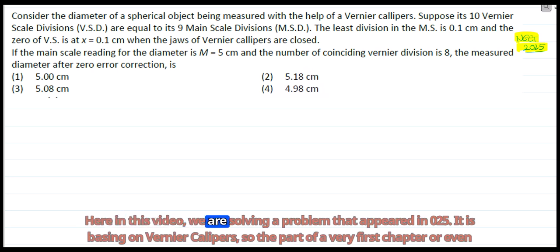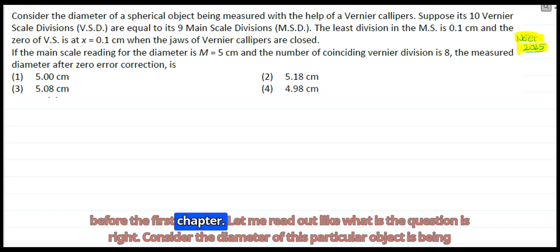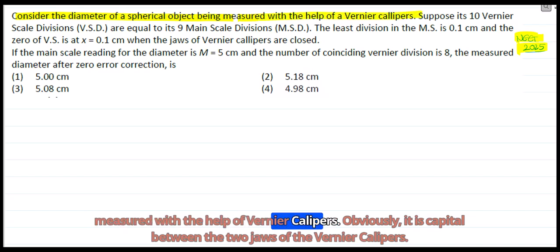Here in this video, we are solving a problem that appeared in NEET 2025. It's based on Vernier Callipers, maybe a part of the very first chapter or even before the first chapter. Let me read out the question. Consider the diameter of a spherical object being measured with the help of Vernier Callipers. Obviously, it is kept between the two jaws of the Vernier Callipers.